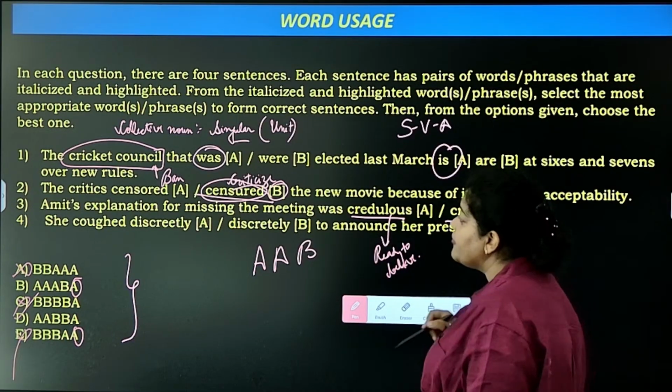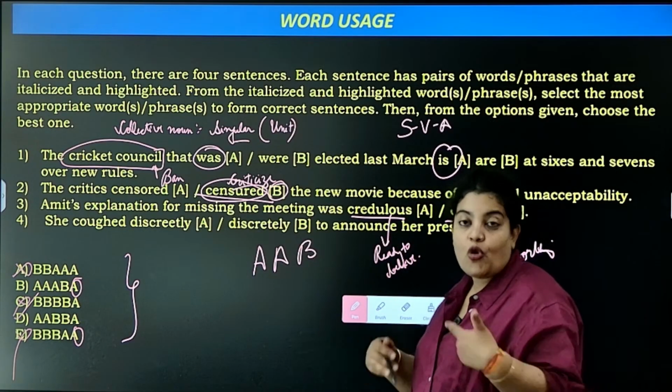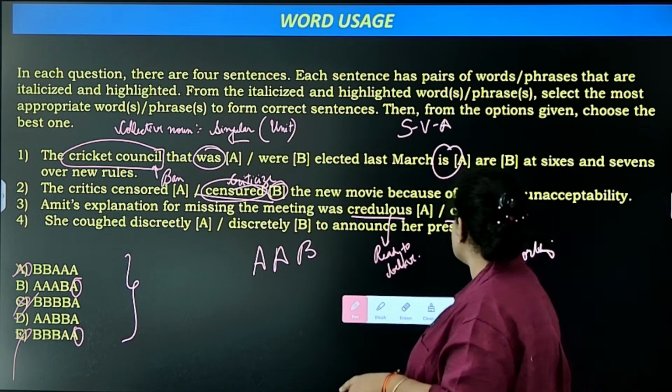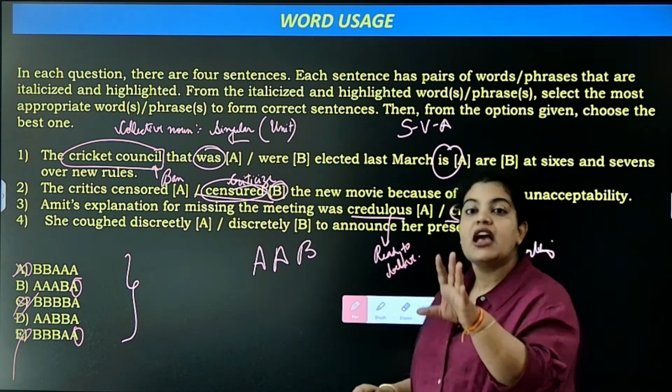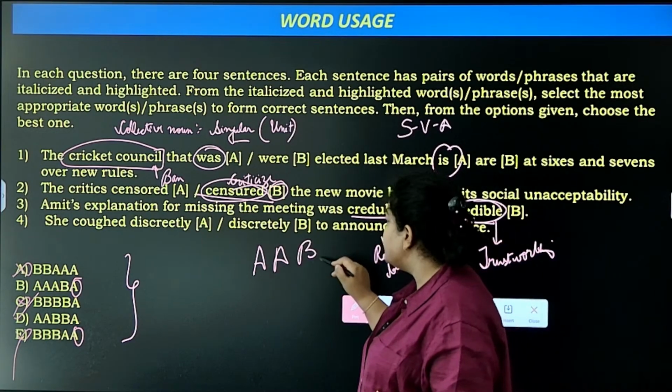Okay, so अभी क्या बोल रहे थे? The Amit's explanation for missing the meeting was credulous, gullible. तो वो खुद gullible होगा ना when he gets swayed by every other person. Credible is something that is believable, that is trustworthy. So what we have now is A, B, B.